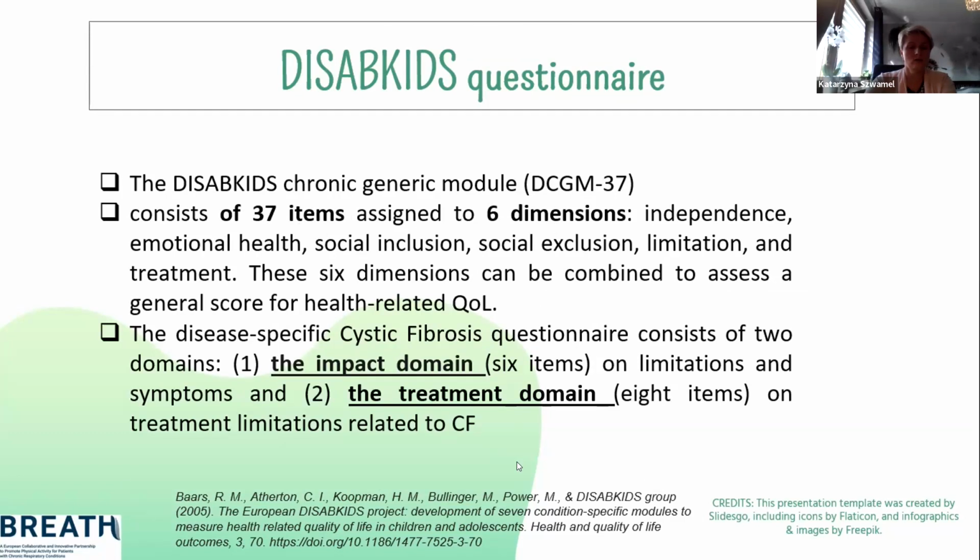The impact domain is the first part of the questionnaires and consisted of 6 items, and the second part of such questionnaires is the treatment domain and covers 8 items.